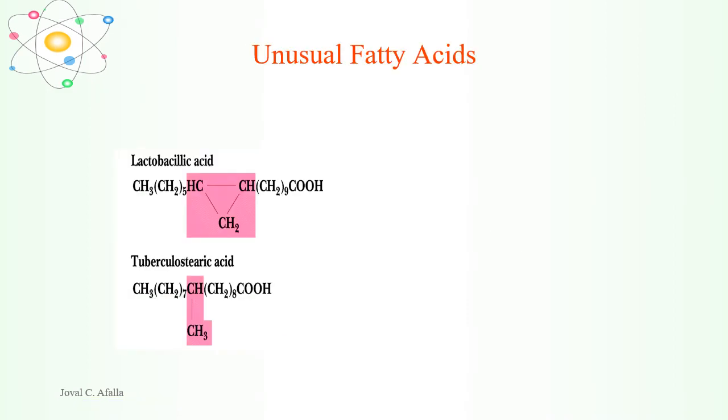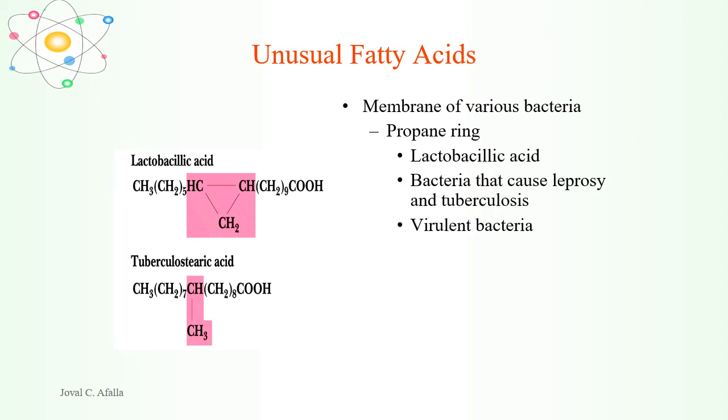Now, just like amino acids, we have common amino acids and uncommon amino acids. So would it be also for the fatty acids? There are the unusual fatty acids. Where can they be found? They can be found in the membrane of various bacteria. For example, the propane ring can be found in lactobacillic acid. It's found in bacteria that cause leprosy and tuberculosis, and in some virulent bacteria.